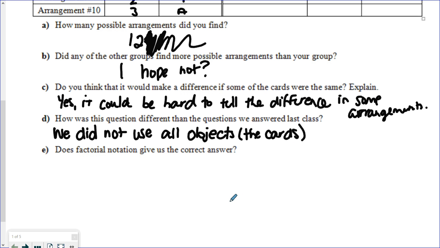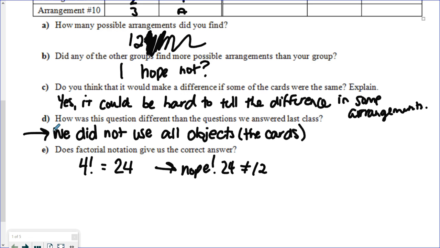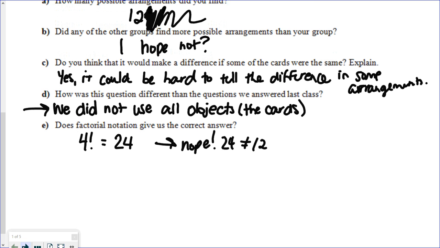Does factorial notation give us the correct answer? If we were to go for factorial, because we have 4 cards, we get 24, which, nope, not the right answer, because 24 is not equal to 12. So factorial notation doesn't work when we're not using all of the objects. We have a little bit of a different equation that still involves factorial notation, but just using 4 factorial does not give us the right answer.